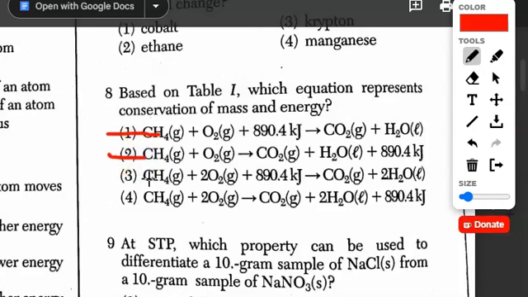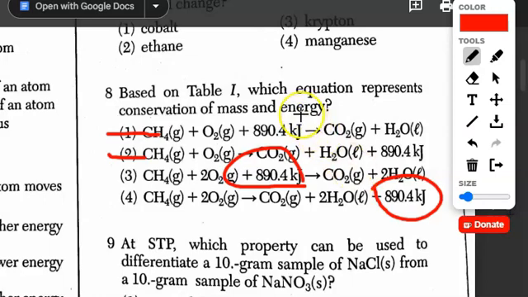I have 1 carbon on the left, 1 on the right, 4 hydrogens on the left, 2 times 2, which is 4 on the right, 4 oxygens on the left, and I have 2 plus 2 times 1, which is 2, so 2 plus 2 is 4. It's balanced. It's the exact same equation here in choice 4. The only difference now is, am I adding energy, which would make choice 3 endothermic, or is energy being released, making choice 4 exothermic?